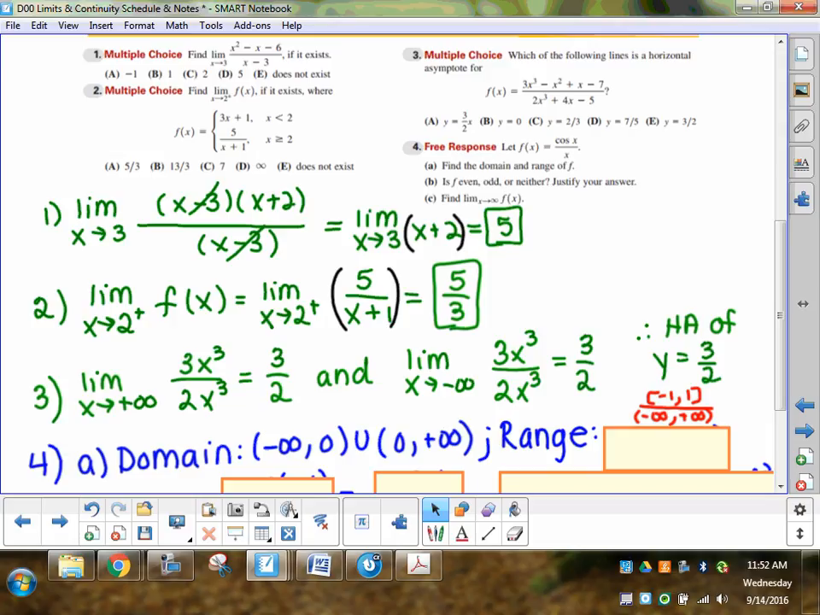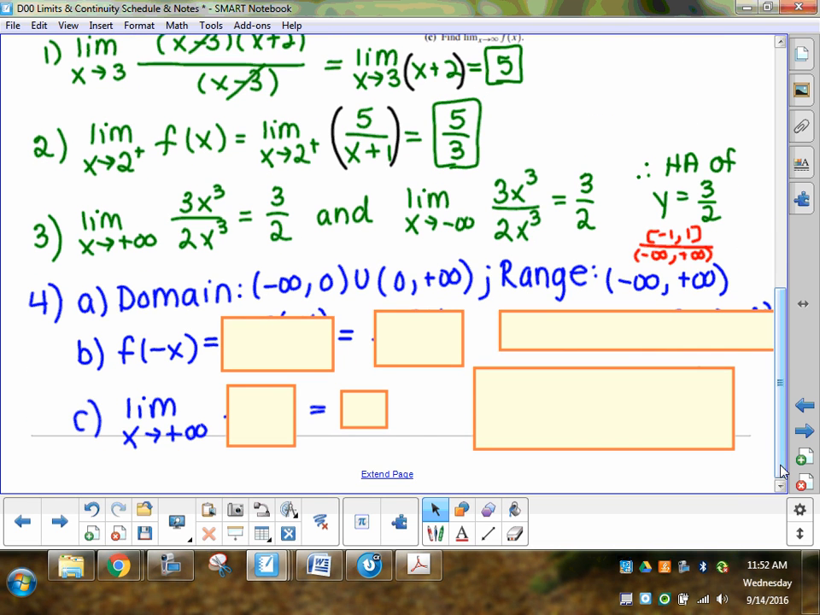5. What if I did 1 over 0.1? What's that going to be? 10. What if I did 1 divided by 0.000001? It's going to be a huge number. So your range, without the calculator, you should know, is -infinity to +infinity.